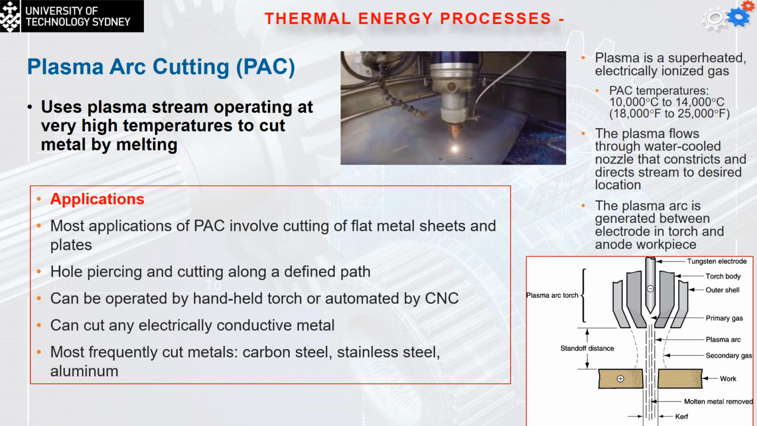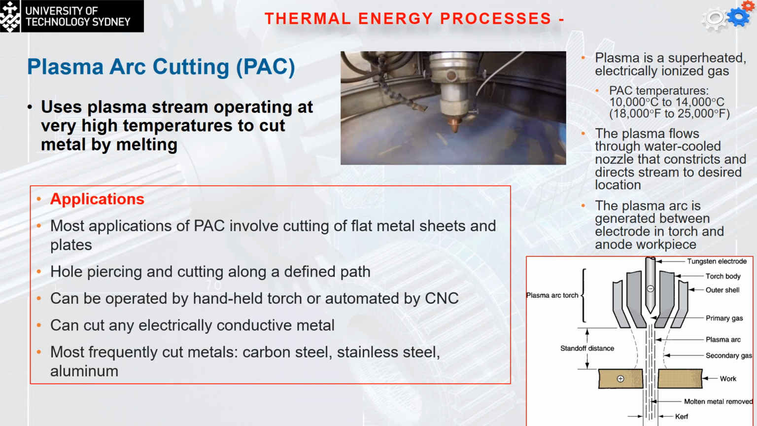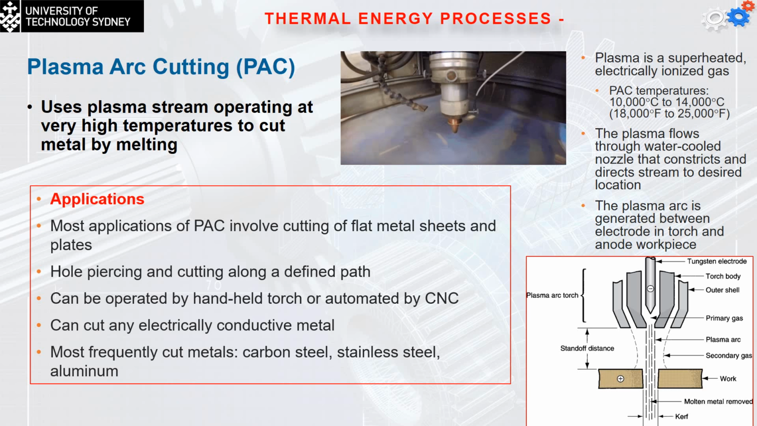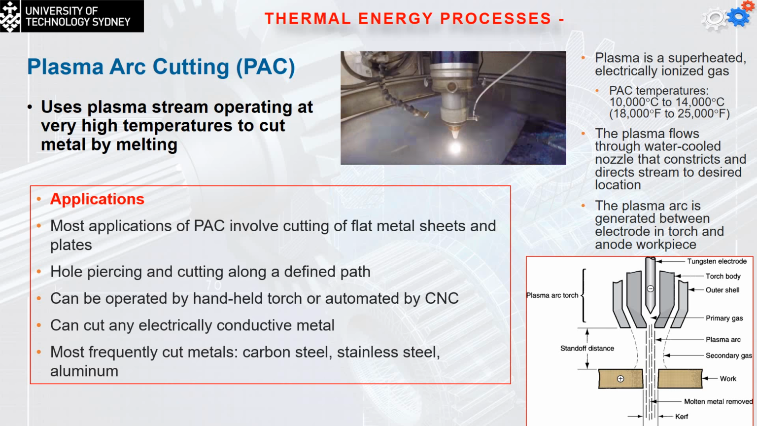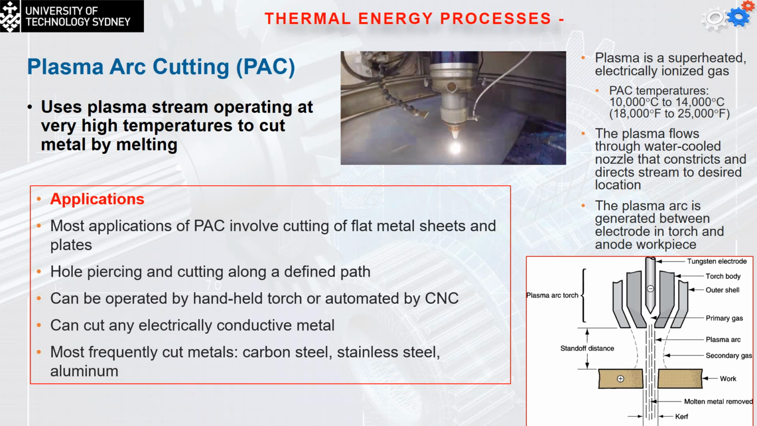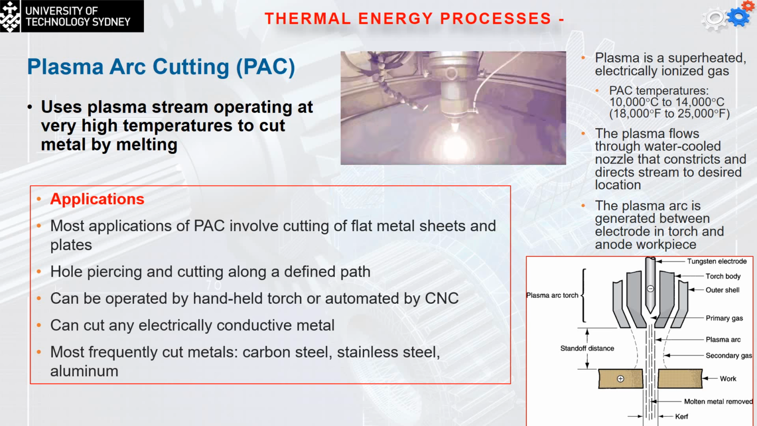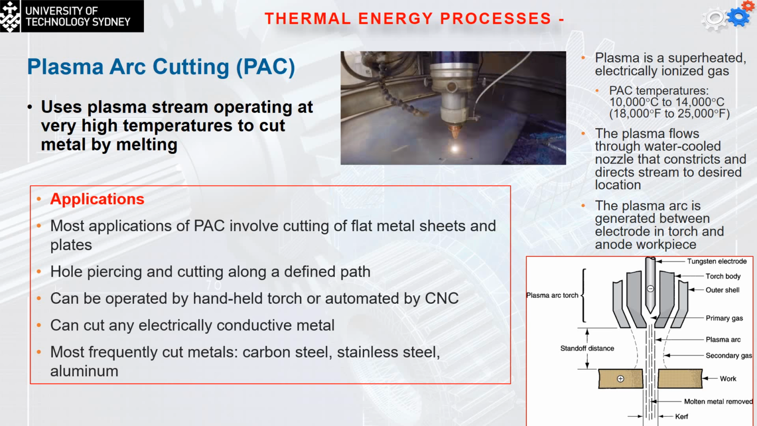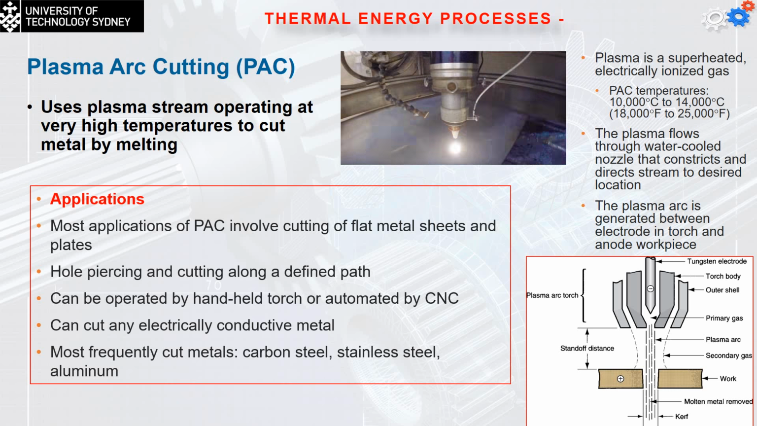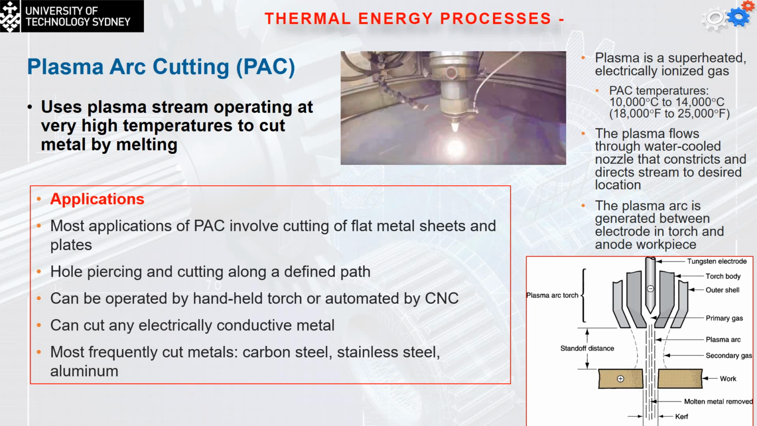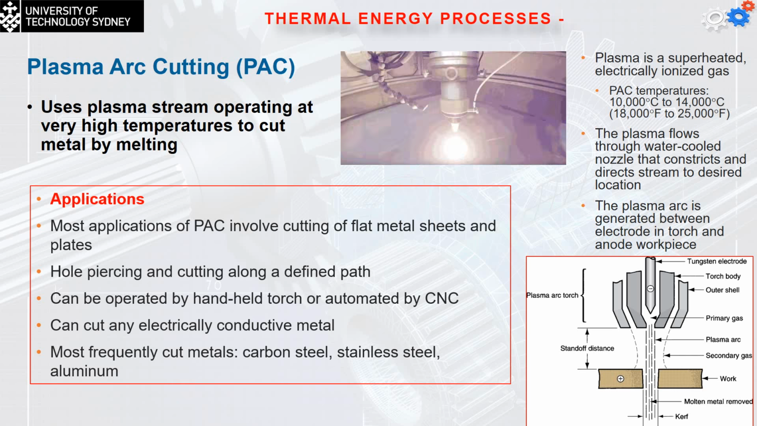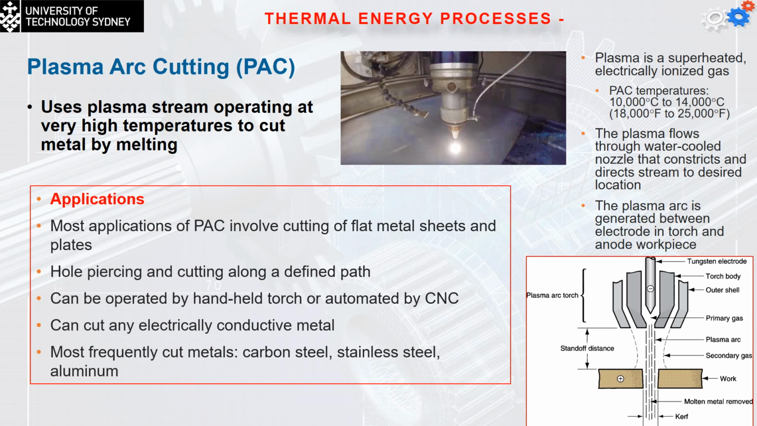As you can read here, plasma is a superheated, electrically ionized gas. The temperature is between 10,000 degrees up to 14,000 degrees, and the plasma flows through water-cooled nozzles that constrict and direct the stream to the desired location. The plasma arc is generated between the electrode in the torch and the anode on the workpiece. So this will be the negative part, and this will be the positive part, which makes the plasma flow in this way.